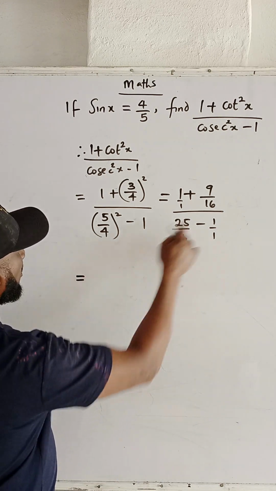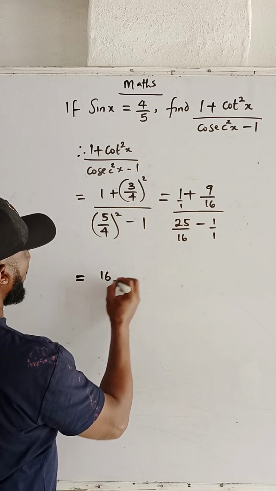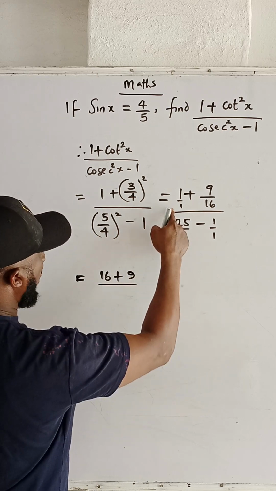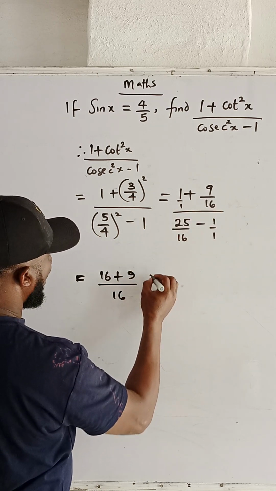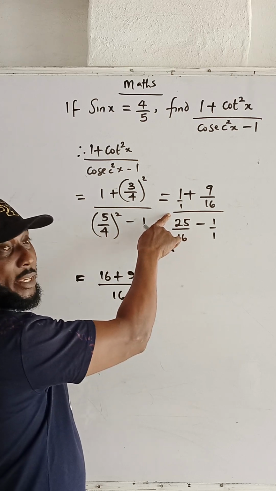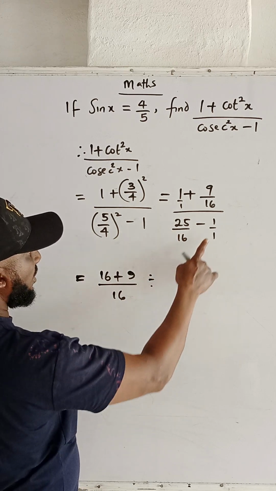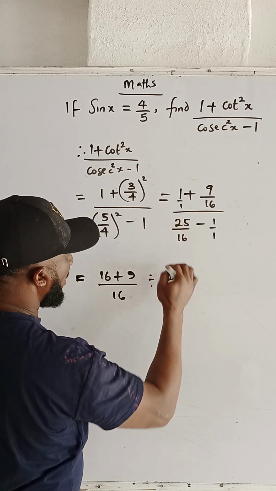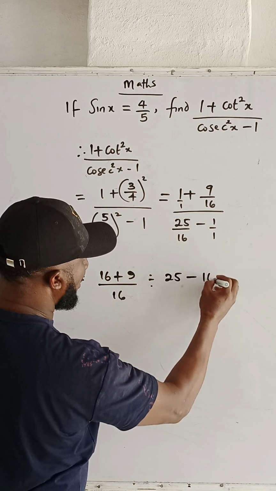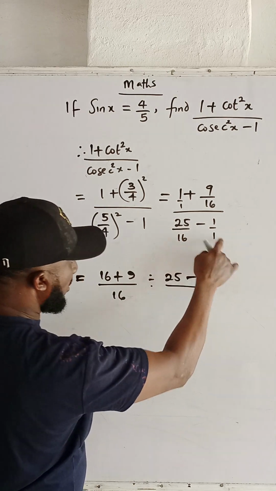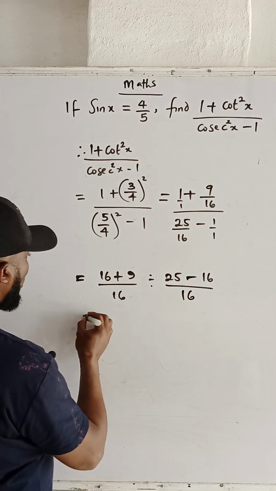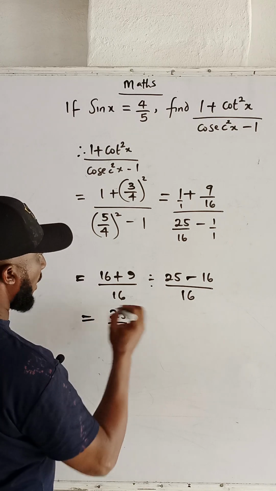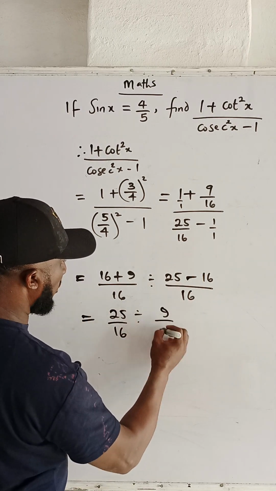Now 16 times 1 is 16. 1 times 9 is 9, divided by 1 times 16, which is 16. Divided by, I don't want to write this again, I want to convert it to division. Here, the same method, butterfly. 1 times 25 is 25. 16 times 1 is 16. Then 16 times 1 at the denominator is also 16. So as you can see here, 16 plus 9 is 25 on 16 divided by 9 on 16.